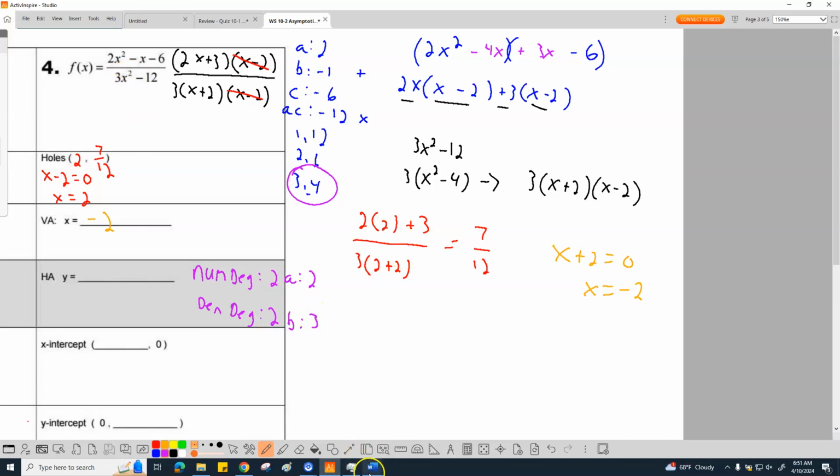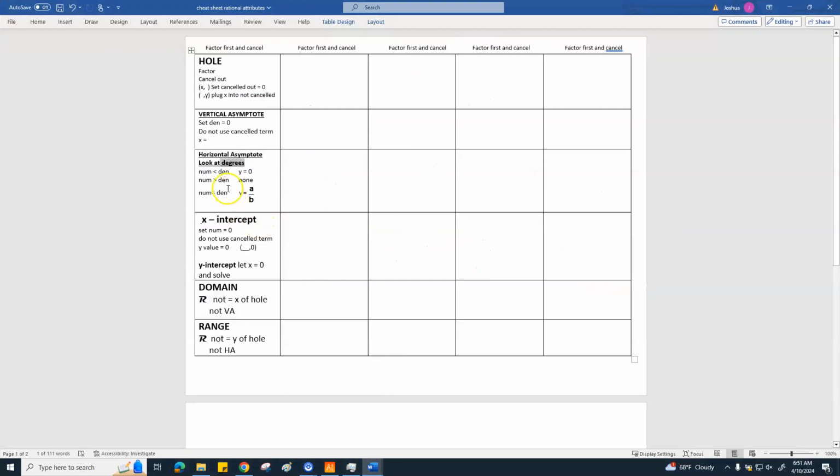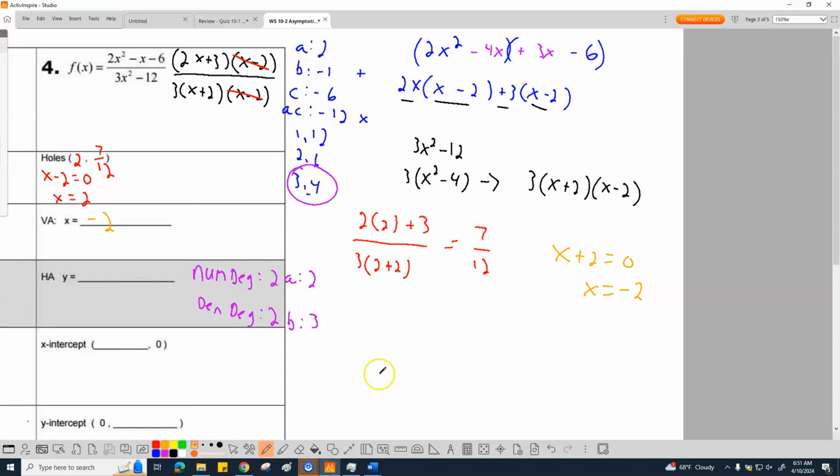So let's go see what happens on our cheat sheet. When it says the numerator is equal to denominator, you go y equals a over b. Y equals a over b, which is great. Whatever. Y equals a over b. So do I have an a? I certainly do, right there. Do I have a b? I certainly do. So I'm going to just go ahead and do it. So it says y equals a over b, which doesn't help much, but then I put in the numbers, and I get 2 over 3. So I have, for my horizontal asymptote, y equals 2 over 3.